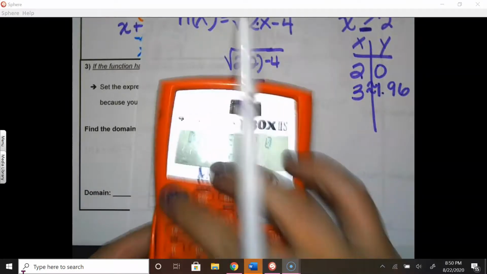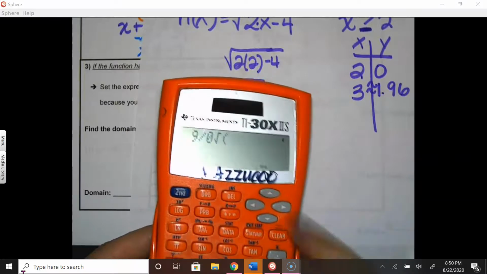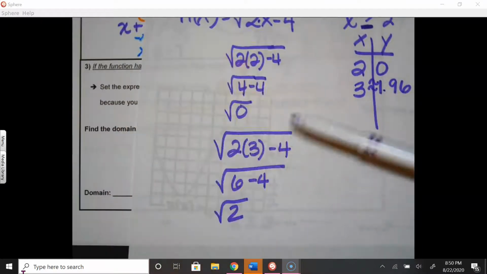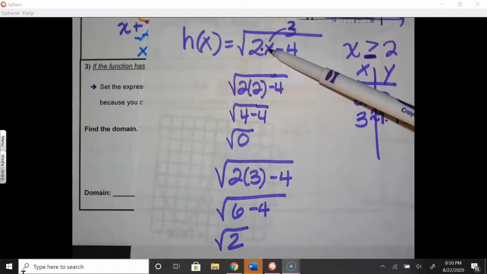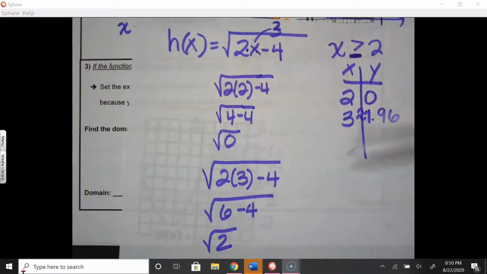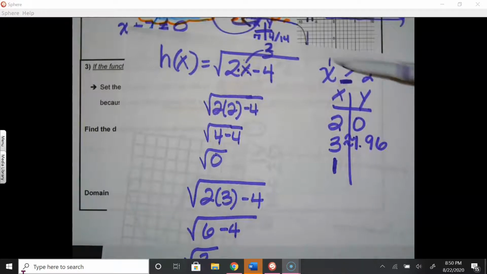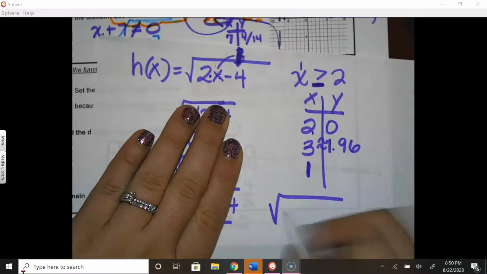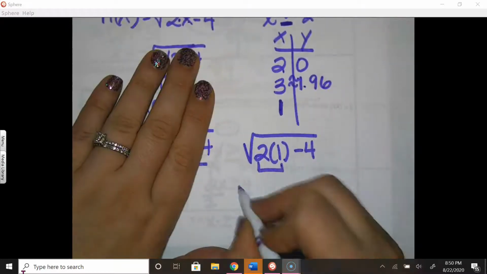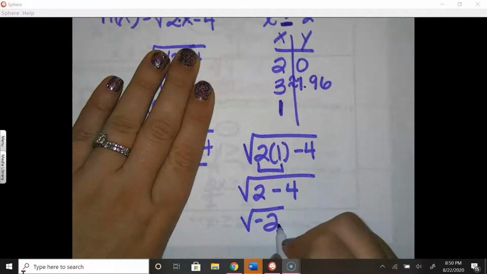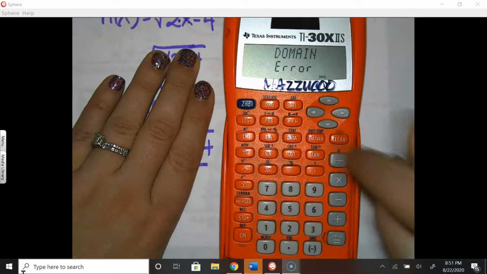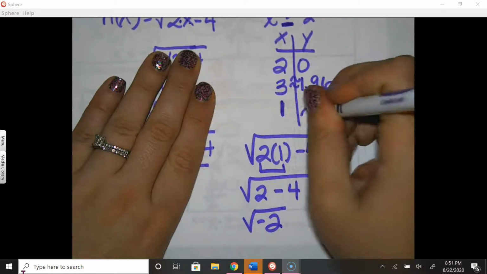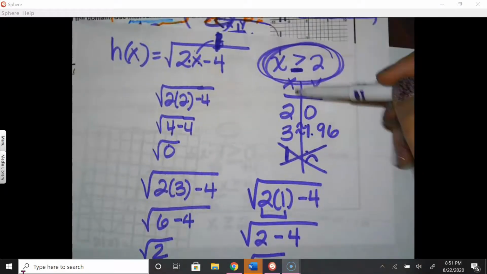But the point is, it didn't say we can't have that. With radicals, we can't have a negative inside the radical, and that's how we'll know. So we have to find the numbers that, when you plug them into the x spot, are going to work. If we plug a number in, like for example 1, is 1 greater than or equal to 2? No. So let's see what happens when I plug in 1 for x. 2 times 1 is 2, and 2 minus 4 is negative 2. So when I plug in 1 for x, we get negative 2, and we can't have that. That's what the domain is telling us. It's telling us the numbers you could use for x.